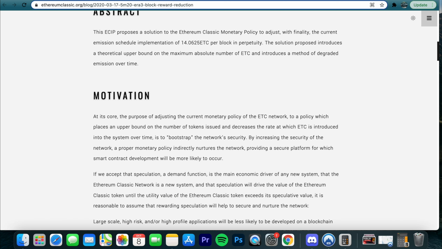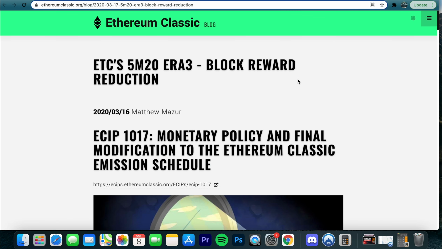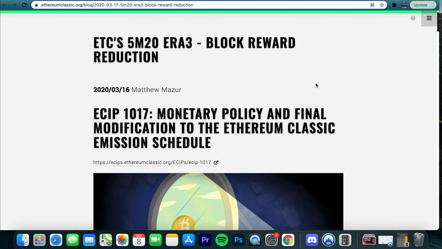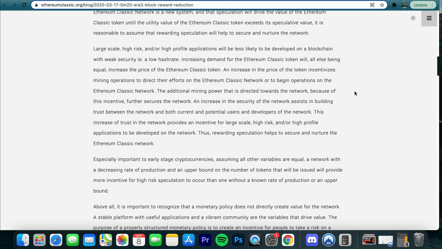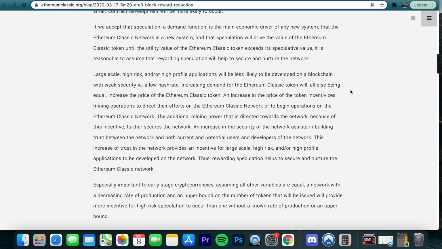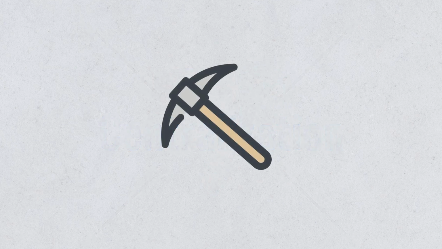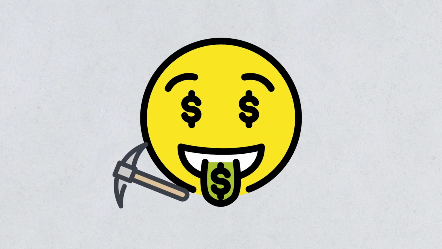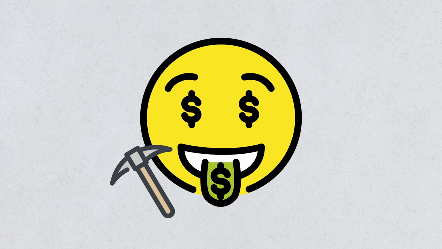And what they have in mind for Ethereum Classic, which is in this nice article written by Matthew here regarding the emission schedule, it stated that the increasing demand for the Ethereum Classic token will, all else being equal, increase the price of the Ethereum Classic token. An increase in the price of the token incentivizes mining operations to direct their efforts on the Ethereum Classic network or to begin operations on the Ethereum Classic network.